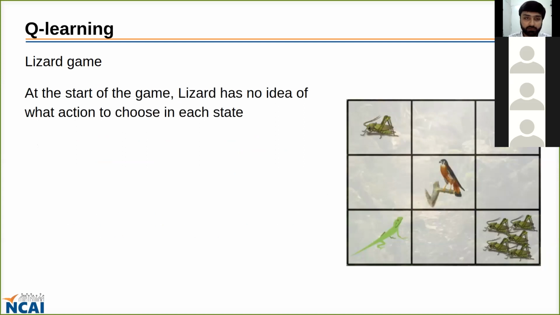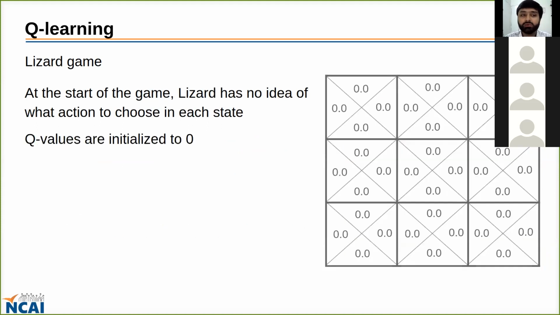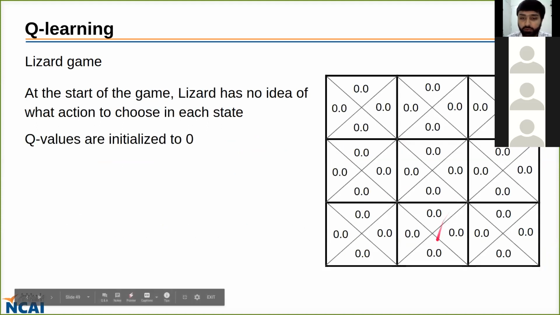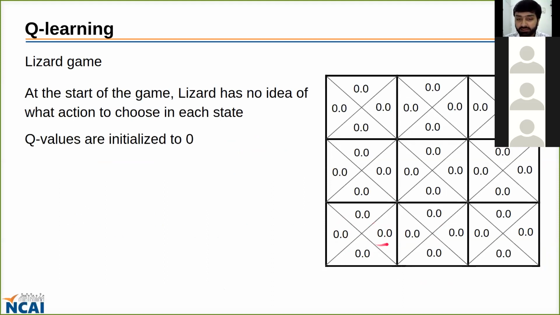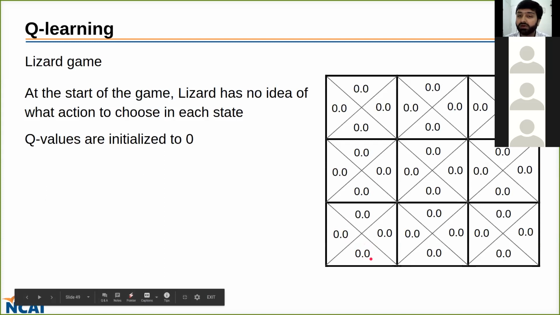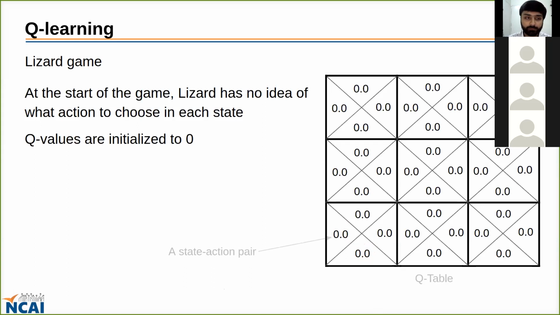Okay. At the start of the game, the lizard has no idea of what action to choose, right? What this means mathematically is that the Q values are initialized to 0. Now, what you see here is a Q table associated with the environment we are discussing. These 4 values are actually associated with 4 state action pairs for each particular state. This is the Q value for moving to the right. This is the Q value for moving upwards. This is for the left action, and this is for the downward action. Initially, they're all initialized to 0.